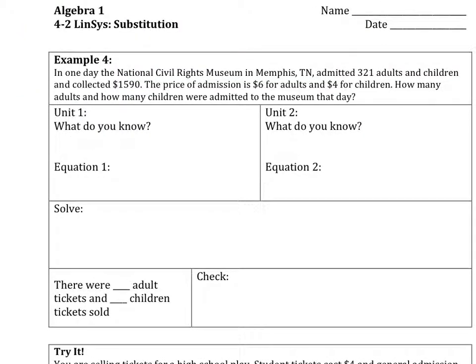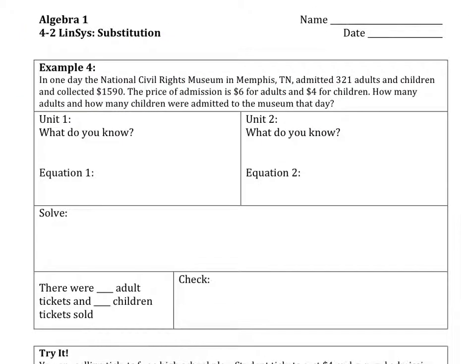The last thing we're going to do is an application. So let's look here. In one day, the National Civil Rights Museum in Memphis, Tennessee admitted 321 adults and children and collected $1,590. The price of admission is $6 for adults and $4 for children. So how many adults and how many children were admitted to the museum that day? So the first unit is dollars, and the second unit is the number of adults and the number of children. And it actually doesn't matter which one we know.